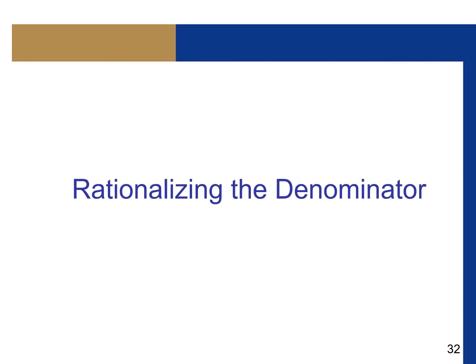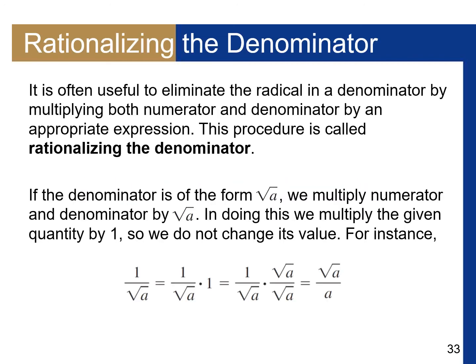Rationalizing the denominator. So rationalizing the denominator, we don't like to leave radicals on the bottom of the denominator. Sometimes we will if we're going to continue to do some more calculations with it. But in general, for a final answer, it's not good to have a radical on the bottom of a fraction. So in order to get it off of the bottom of the fraction, you're going to want to multiply it by a form of 1 that will allow for you to get the radical off the bottom.